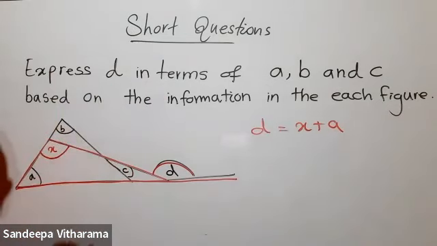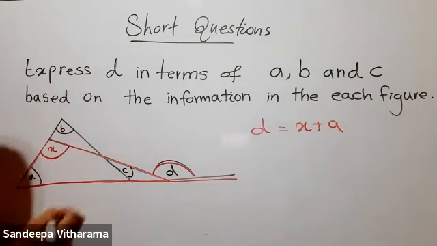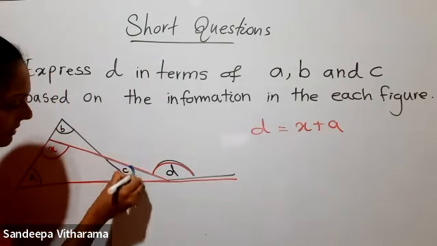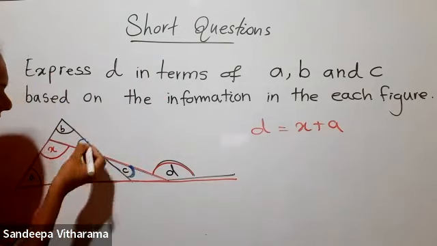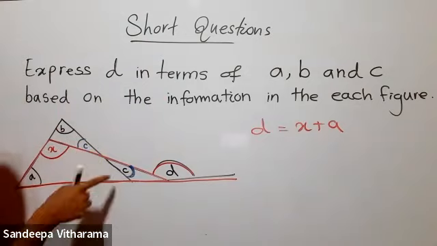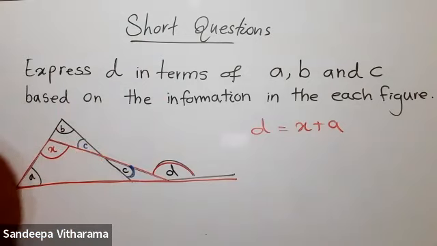But here we can identify that c is this angle. Then this is also equal to c. Reason? These two are equal. Reason? You have learned it. Vertically opposite angles. Very good. They are vertically opposite angles, no?